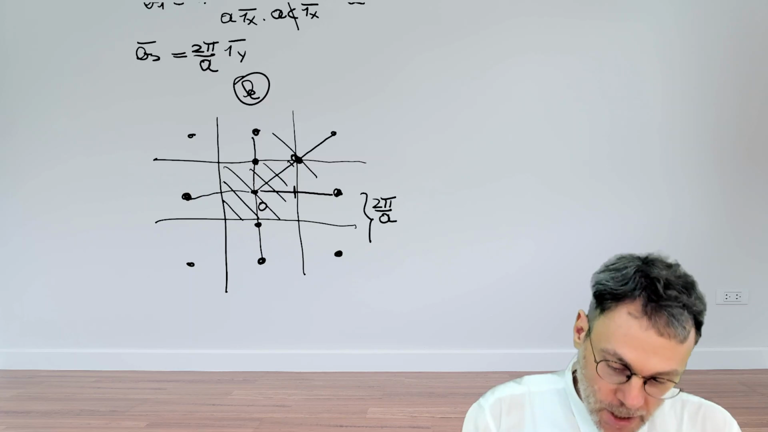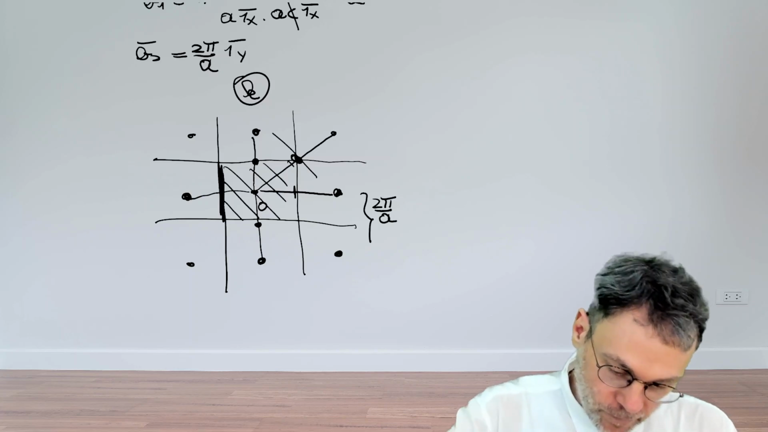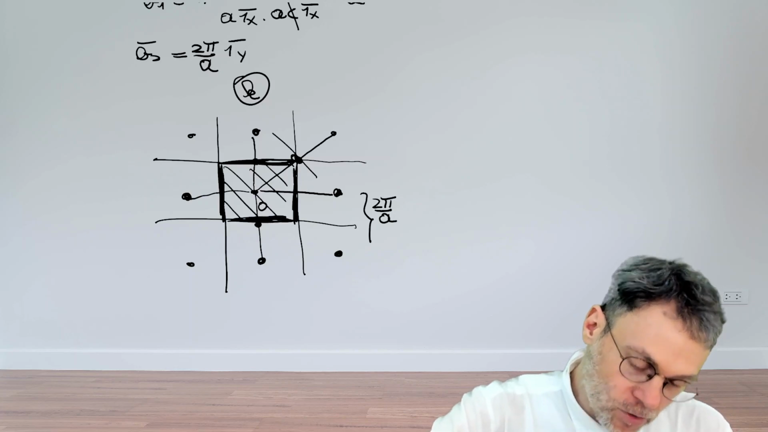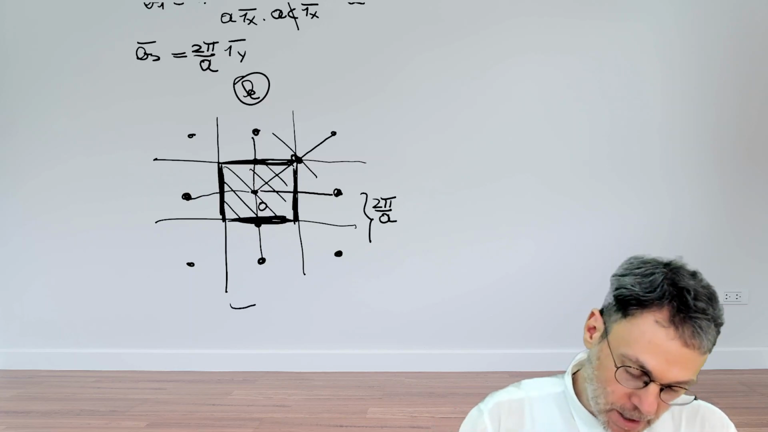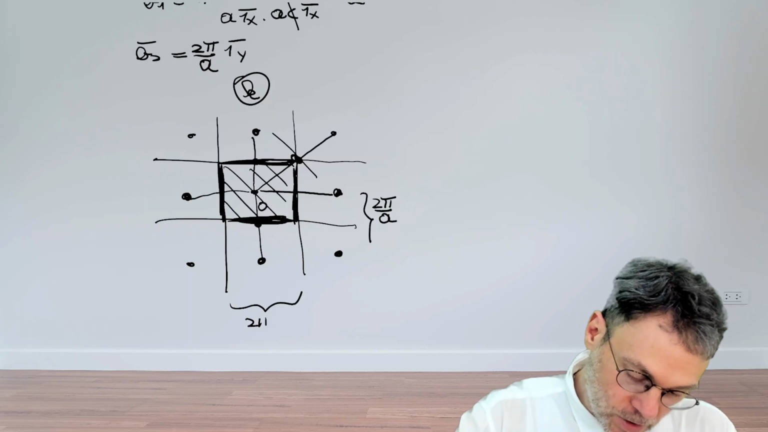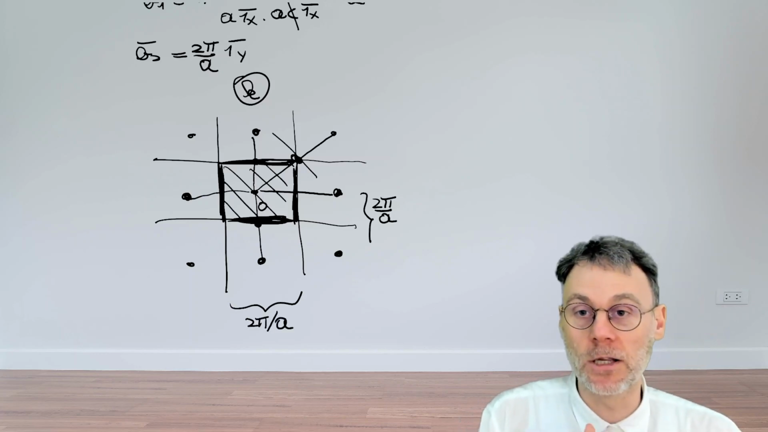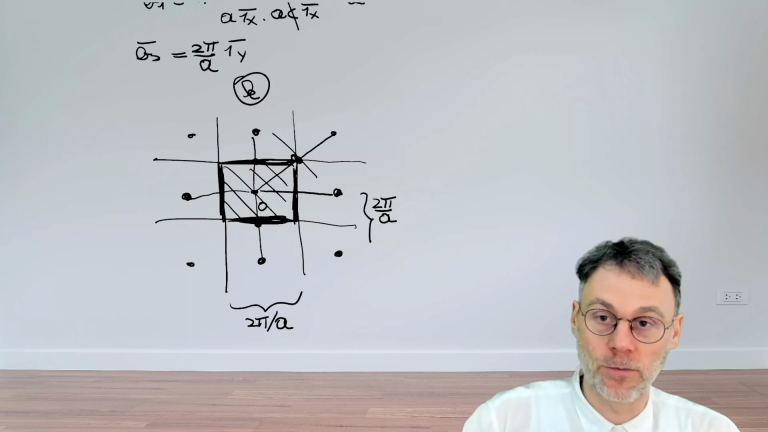So the conclusion in this case is that the Brillouin zone for our square lattice is this square region over here, and it has as side of the square 2 pi over a. So this is what our construction teaches us with respect to the Brillouin zone of this reciprocal lattice.